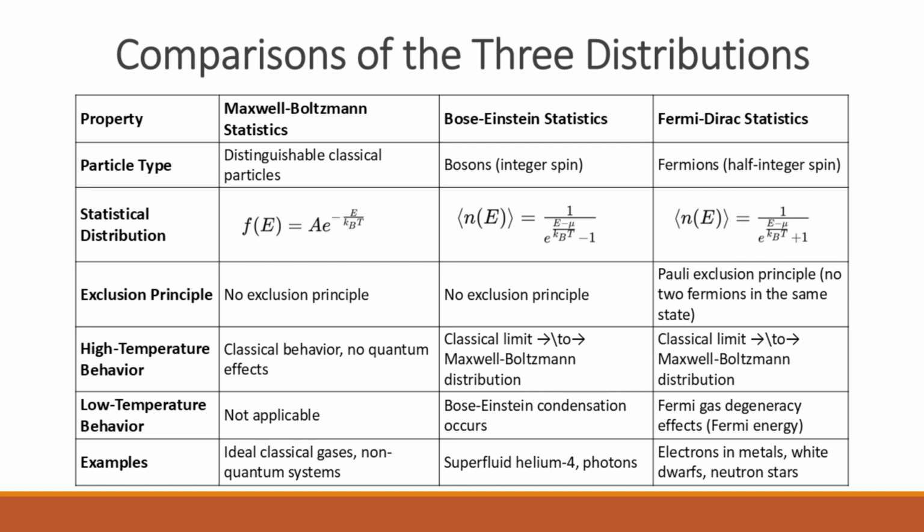This slide highlights three key statistical distributions in physics: Maxwell-Boltzmann, Bose-Einstein, and Fermi-Dirac. Maxwell-Boltzmann statistics describe classical particles.